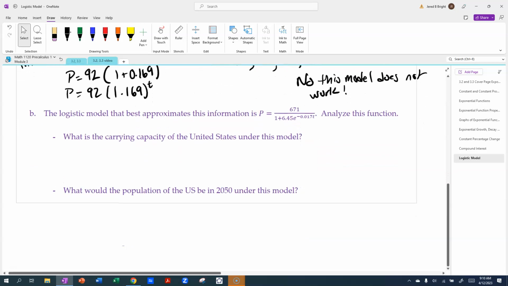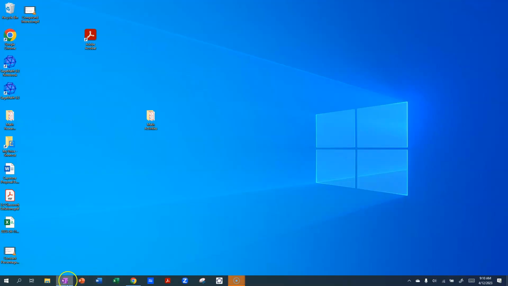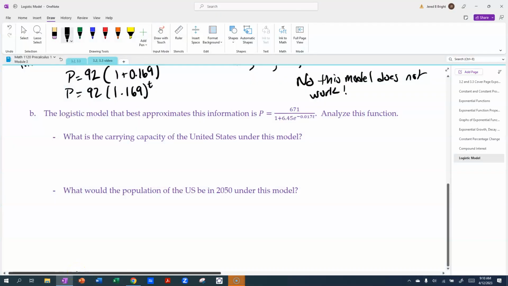So this one, I did the math for you and found that this is the best model according to the data. And so we want to analyze this function. Oops. And if we do that, we want to know what the carrying capacity is. And so the carrying capacity is just this 671. So this is 671 million people. Okay, so according to this function, we're currently-ish at about half of the carrying capacity. Okay, so this is just our C value.